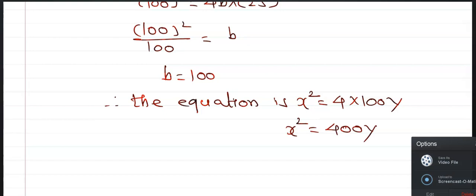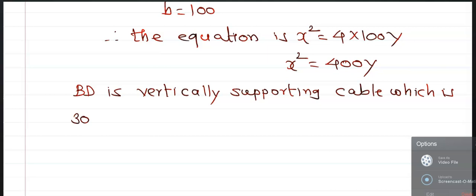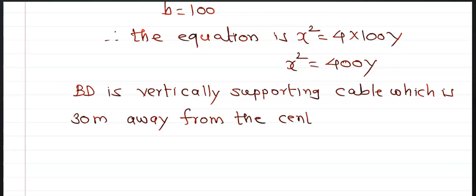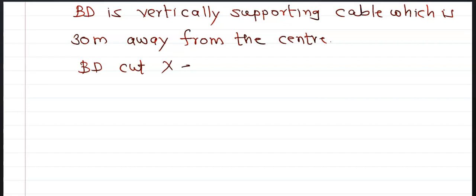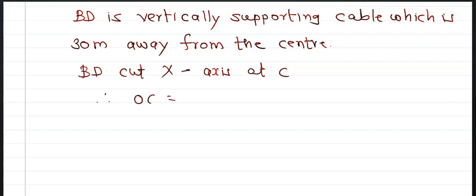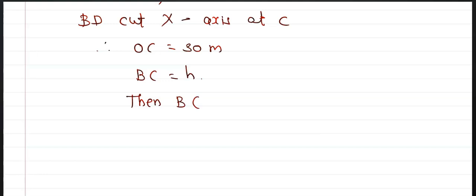BD is a vertical supporting cable which is 30 meters away from the center. Then BD cuts the x-axis at C. Therefore, OC is equal to 30 meters. VC is equal to H. Then the coordinates of B are (30, H).